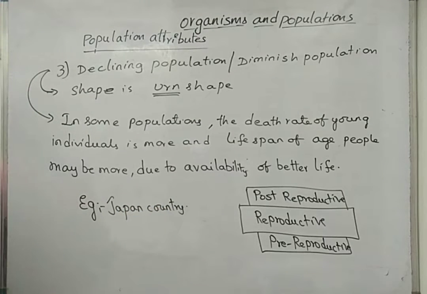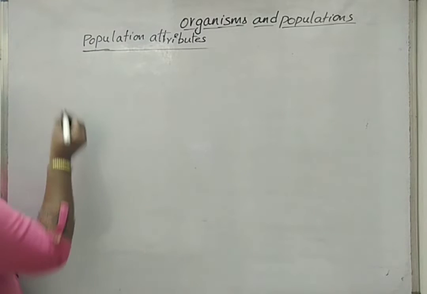So these are the three different types of populations. First one, rapidly growing population. Second one, stationary population or stable population. Third one, declining populations. Next population attribute is population density.